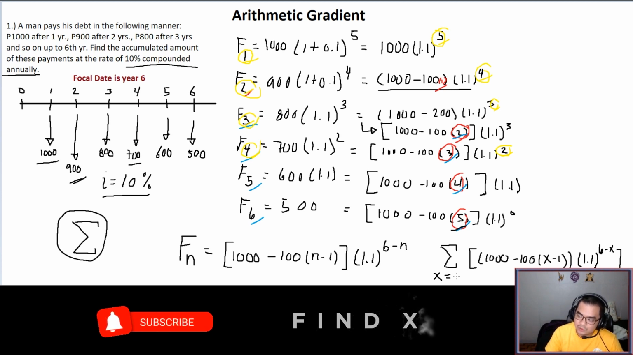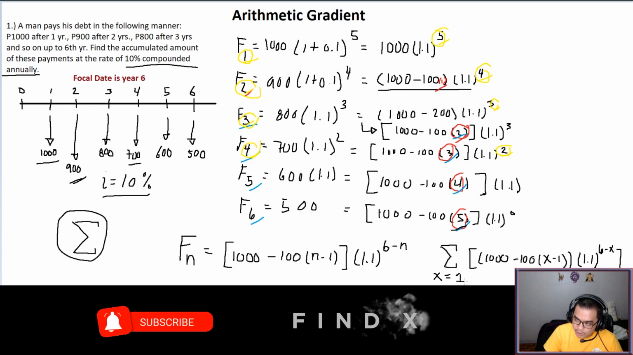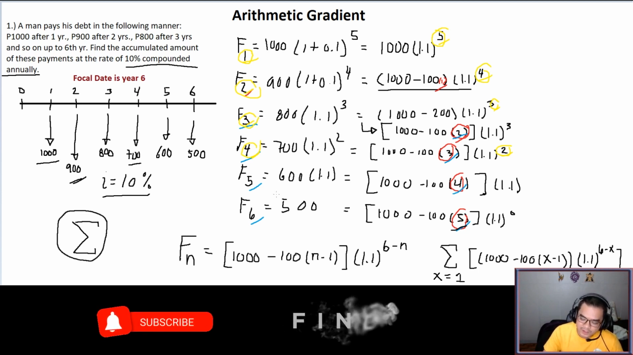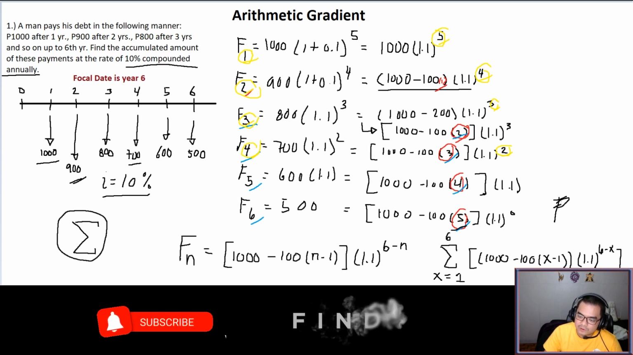So this indicates on what value you want to start. So you can see we started at 1, right? So we have to put it here 1, and then the value on the top of the summation symbol is the final value that you want. So at that value it will stop. So that is 6.